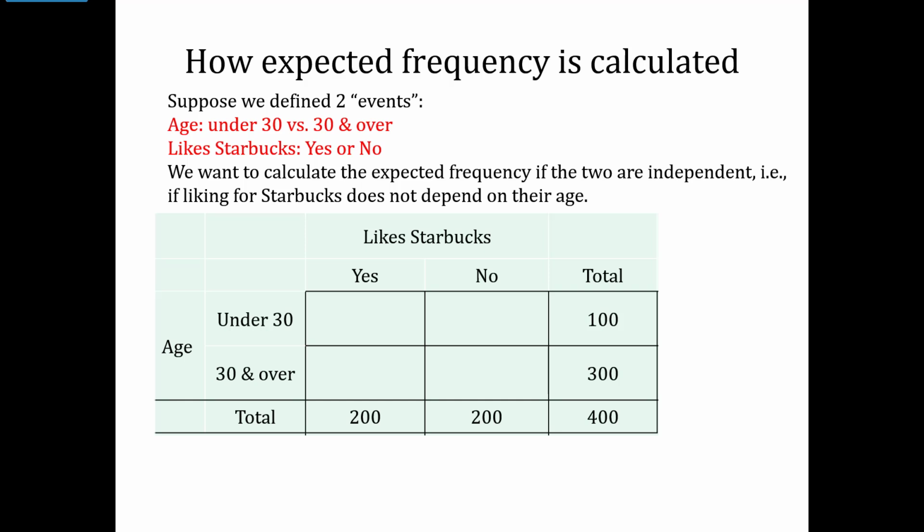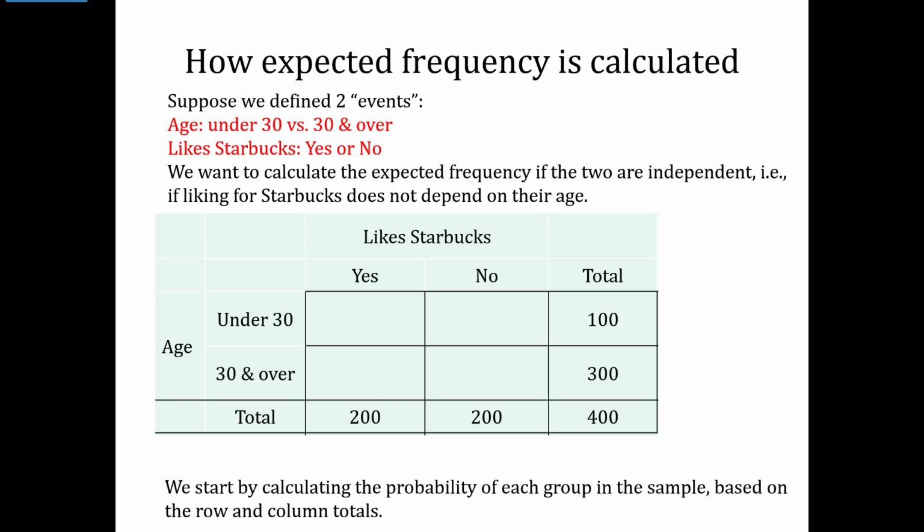The columns represent liking for Starbucks, and the rows represent the age groups. The row totals show the number of people in each age group, 100 and 300, and the column totals show the number of people in the like and don't like groups, 200 and 200 respectively.